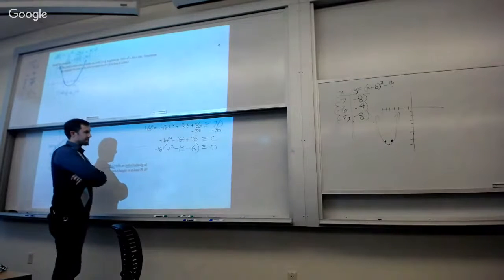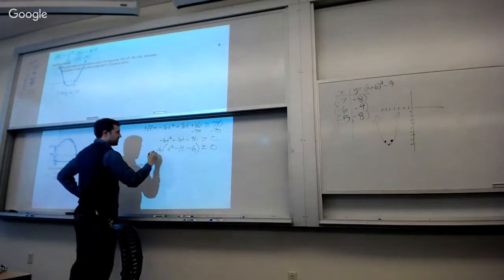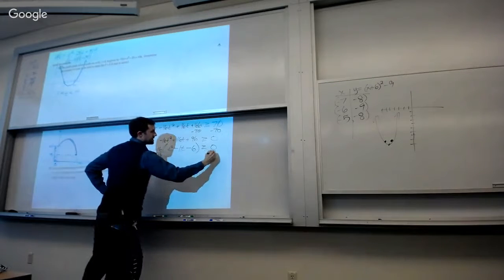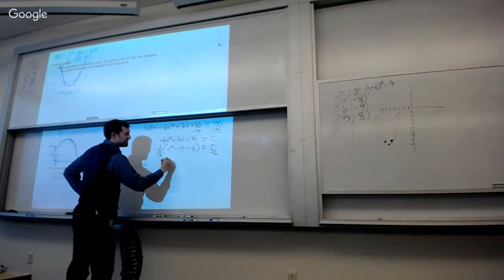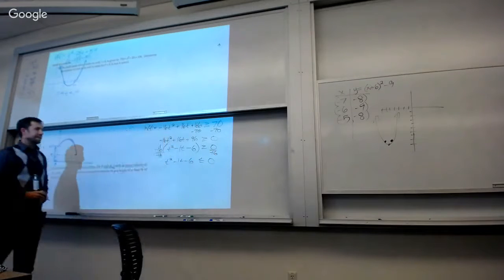Let's do it. Because that's what we want to do, right? Is get rid of the negative 16. So we're going to divide that off. And 0 divided by negative 16 is just 0. So now it's going to be t squared minus t minus 6, which is less than or equal to 0. So when is that less than or equal to 0?